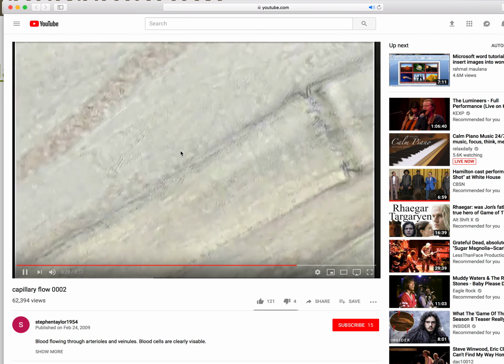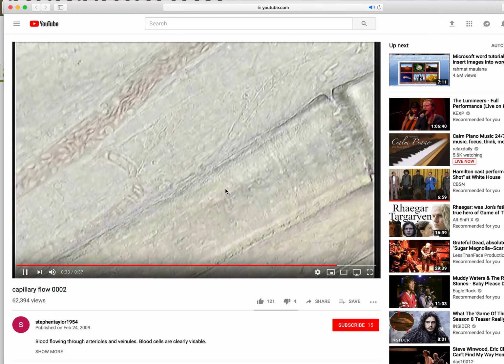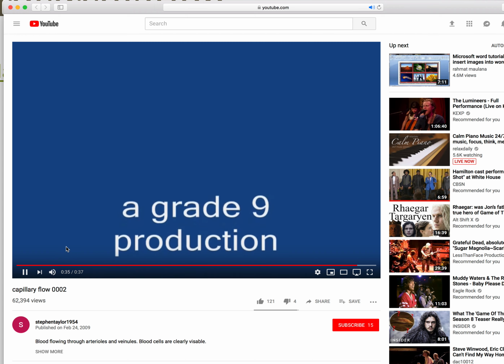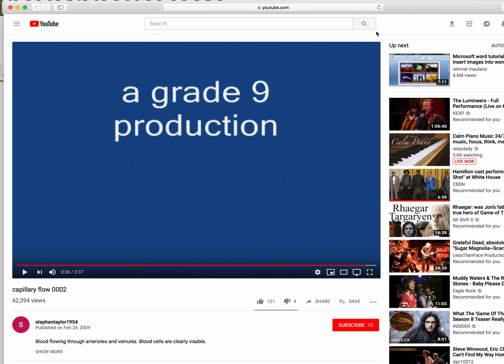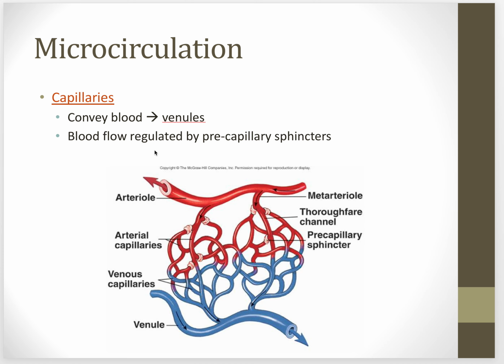This is in a mouse, so you might see the screen going up and down a little bit. That's with the respiratory movements of the mouse. So when I say microcirculation, I truly mean microcirculation. Okay, how do I get out of this screen now? All right, there we go.